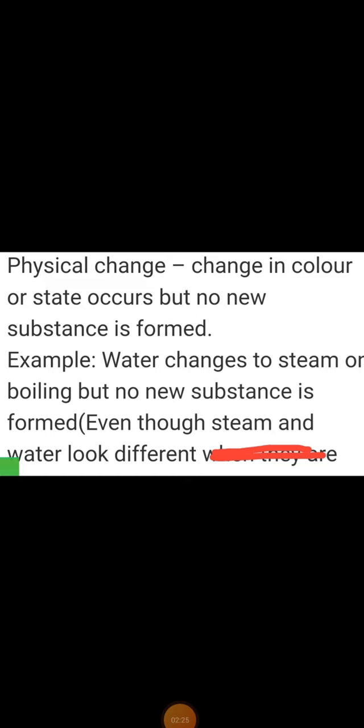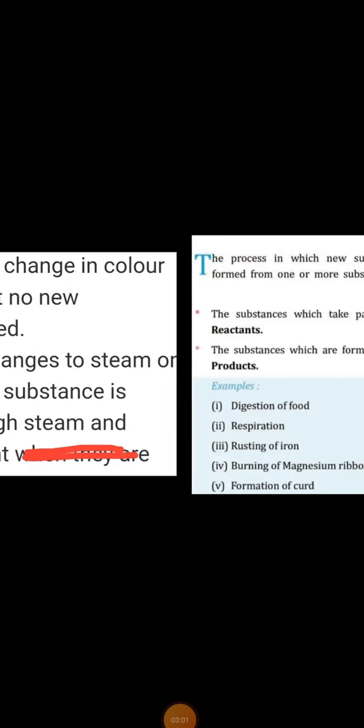Whereas in physical change, there is a change in color or state, but no new substance is formed. For example, when you heat water, water changes into steam. So here you can see only the state is changing. The liquid is changing into vapor, but no new substance is formed. As you can see, water and steam both look totally different, but the chemical composition is the same. So no new substance is formed in this process.